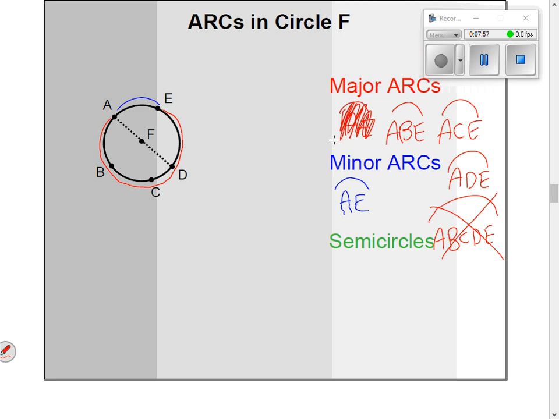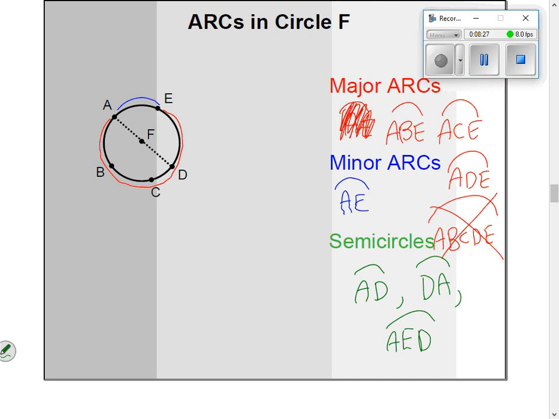So far, so good? Somebody name another minor arc. What would we call the semicircle? Out loud, say it. AD, yep. And we can call a semicircle AD or DA. If you're just like someone that likes 3 letters, I don't care. AED, that would work.